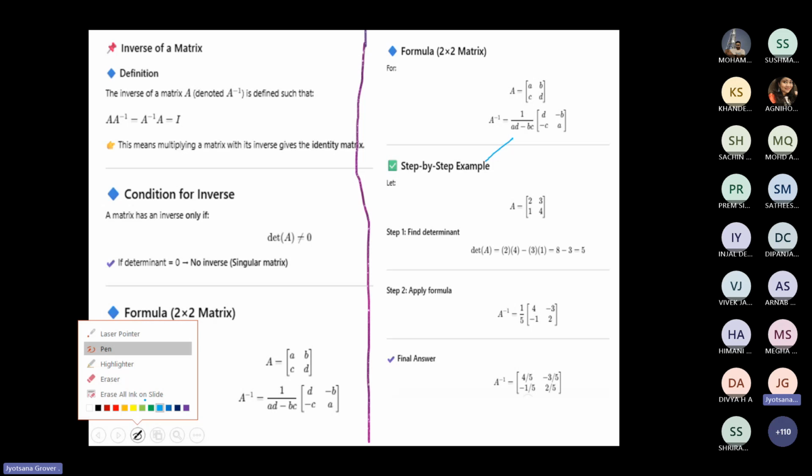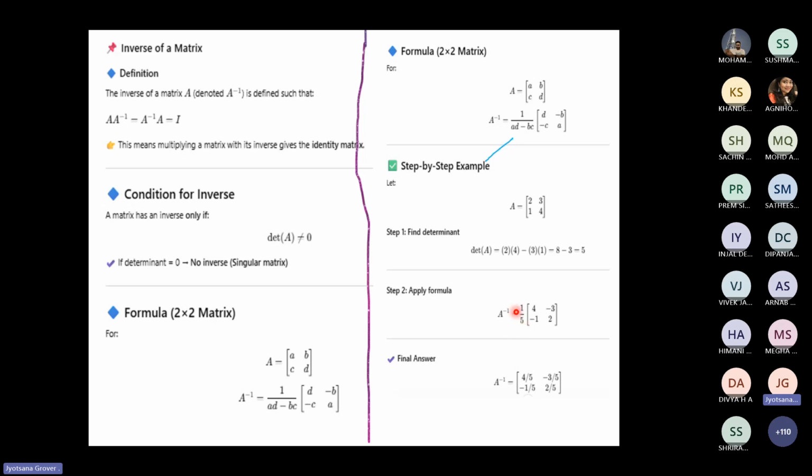Now, the formula is this. A inverse is 1 divided by the determinant of the matrix A, which is AD minus BC, and then you have to swap the two diagonal entries and multiply the rest with minus 1. Now this works only for a 2 cross 2 matrix, not 3 cross 3. Let me show you step by step for 2 cross 2. Again, first you calculate the determinant. The determinant will be 8 minus 3, so it is 5.